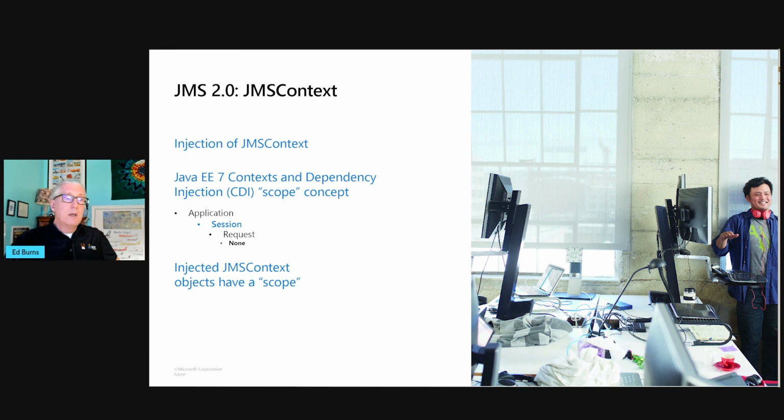So in JMS, the @Inject JMSContext objects have a scope that depends on how you're using it. If you're using it within a transaction, the scope is the transaction. And if you're using it within a web app, the scope is the request.